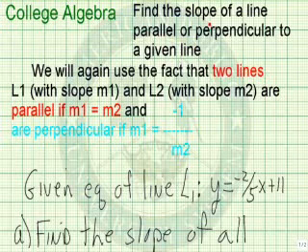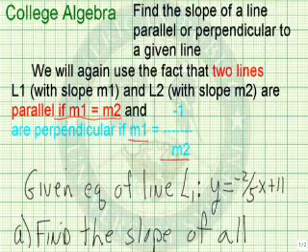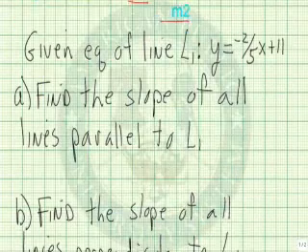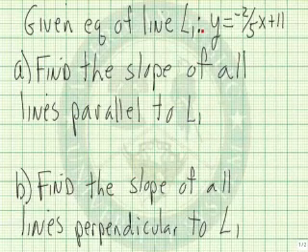We now want to find the slope of a line parallel or perpendicular to a given line. We will again use the fact that two lines L1 with slope m1 and L2 with slope m2 are parallel if m1 equals m2, and are perpendicular if the slope of the first line is the negative reciprocal of the slope of the second line. So let's begin by looking at the equation of the line y equals negative 2/5 x plus 11.